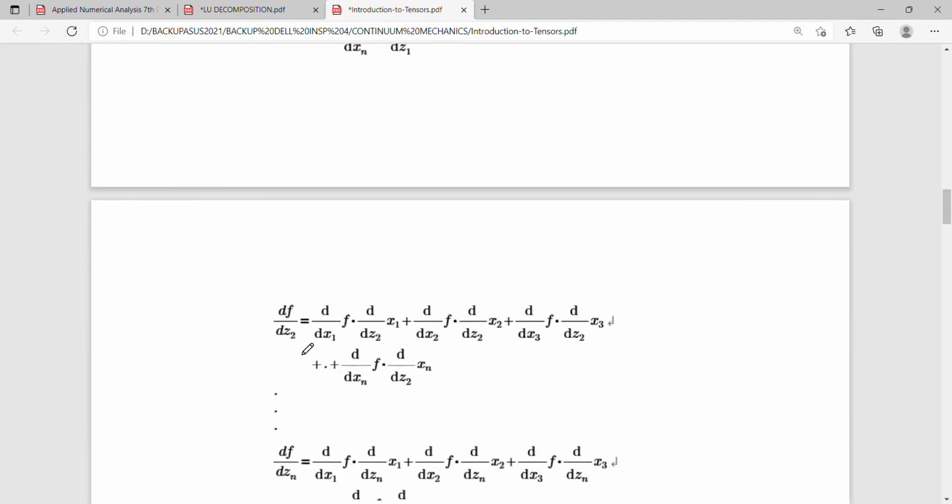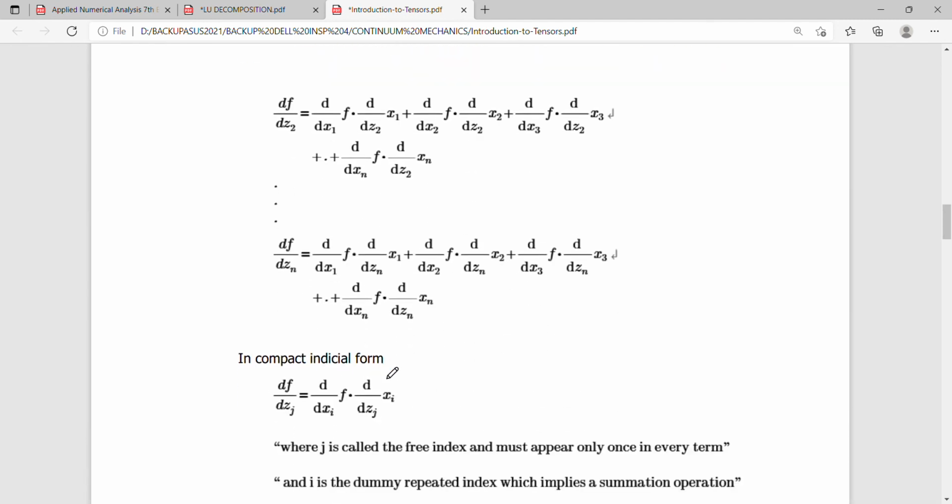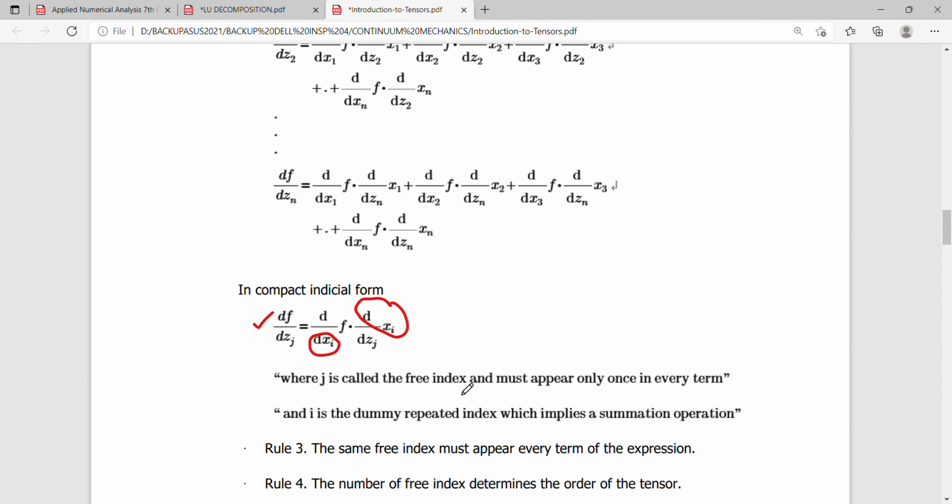Okay, so better make use of a compact form, wherein df over dz, the derivative of the scalar function f with respect to zj, is simply equal to df dxi dxi dzj. Okay, so take a look at how to check it. So these are compatible, and this df dzj is simply equivalent to the left hand side of your equation. So you call now j the free index.